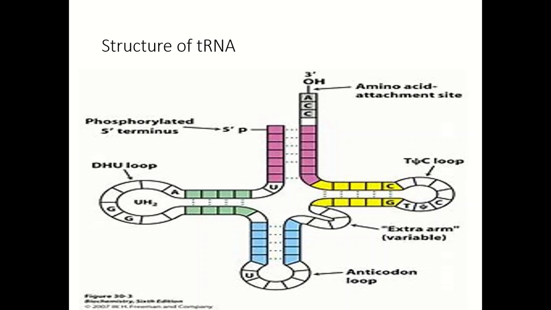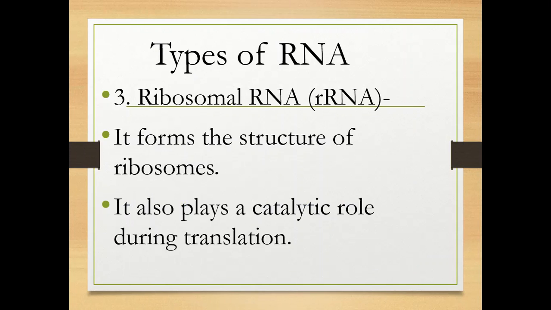Then on the one side you are seeing this T-C loop, and you are also seeing the extra arm that is variable. Then you are seeing here the anticodon loop, and then you are seeing here the DHU loop, and on the 5' end you are seeing the phosphorylated 5' terminus. So this is the structure of transfer RNA. Now third type is ribosomal RNA. So it forms the structure of ribosomes. It also plays a catalytic role during translation.